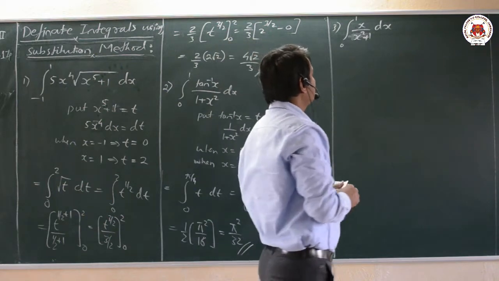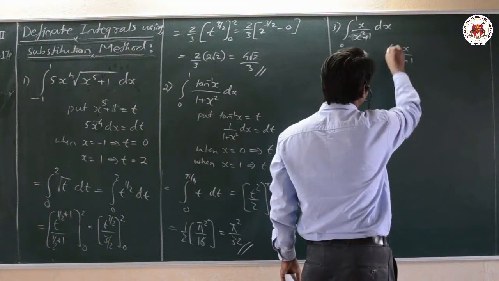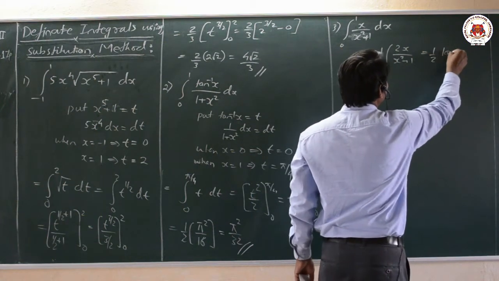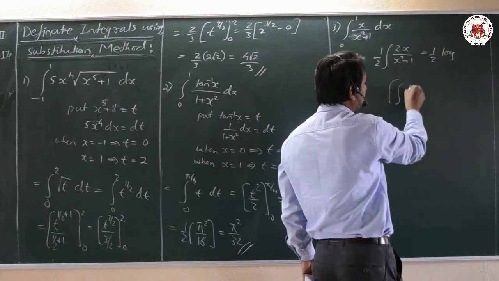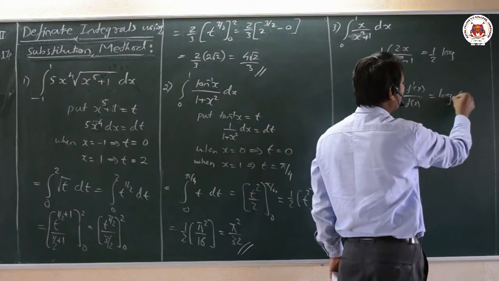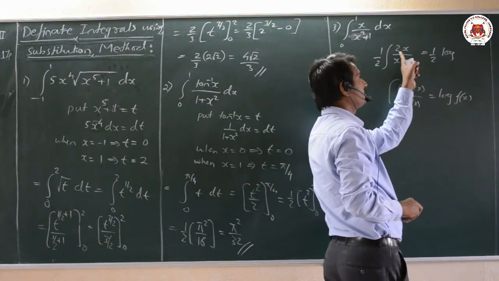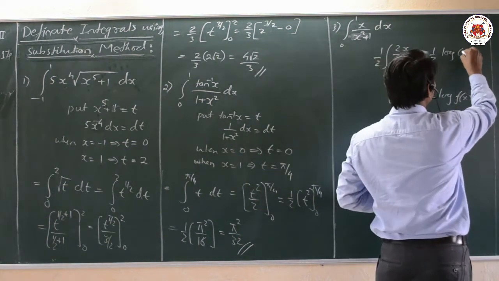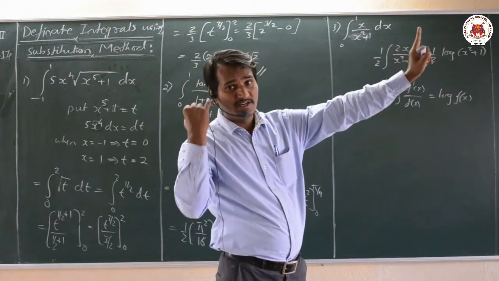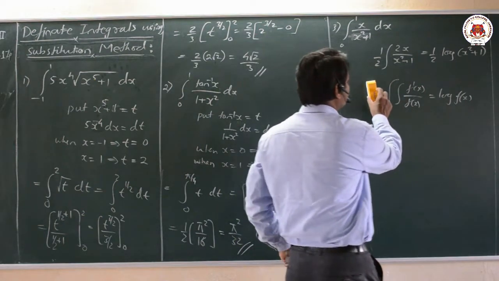If I multiply and divide by 2, that is 1 by 2 times the integral of 2x divided by x square plus 1. We have the formula: the integration of f dash of x divided by f of x is log of f of x. Here x square plus 1 differentiation is 2x, so we have log of x square plus 1. Now you can apply the upper limit and lower limit directly, or else make use of substitution.